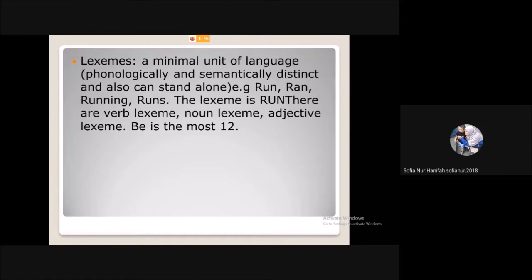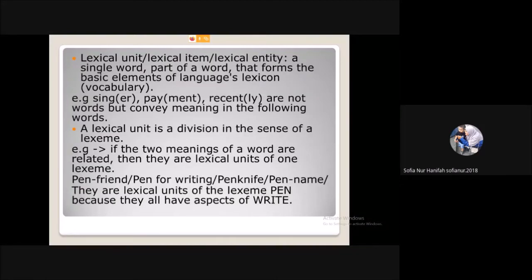A lexeme has a lot of types: noun lexeme, adjective lexeme, and the verb to be has the most, 12 types: am, are not, were not, was not, and so on. That is about lexemes. Then, Mina, can you go to the next slide again?